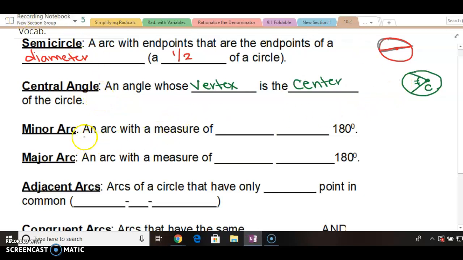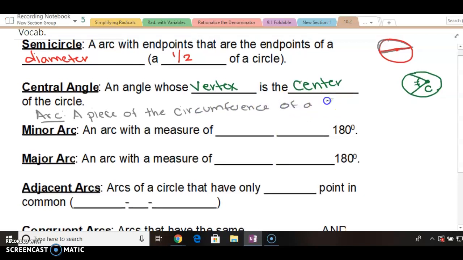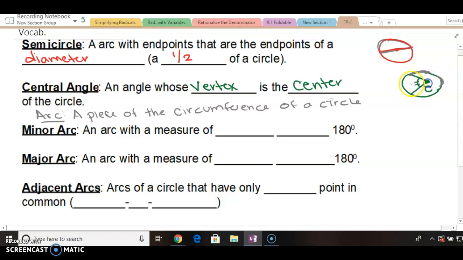All right, guys, something I probably should have put on here would be arc. An arc would be a piece or a part of the circumference of a circle. Think of any piece that you draw here, this would be an arc. This would be an arc. This would be an arc. Any small piece around here would be an arc.